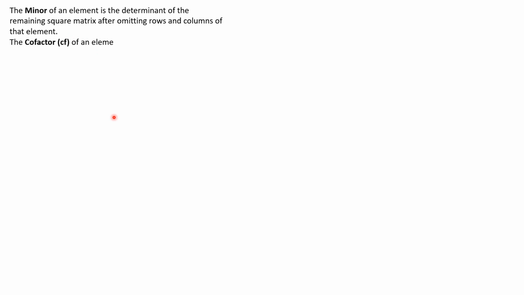Okay, I'm going to discuss the minor of an element and the cofactor of an element. So first, let's define the minor of an element as the determinant of the remaining square matrix after omitting the row and column of that element, while the cofactor of an element is the signed minor of an element. So let's have examples to compute the minor and the cofactor of an element.